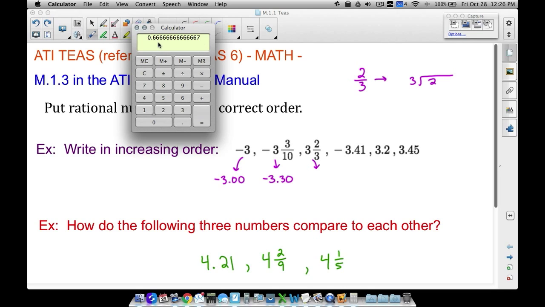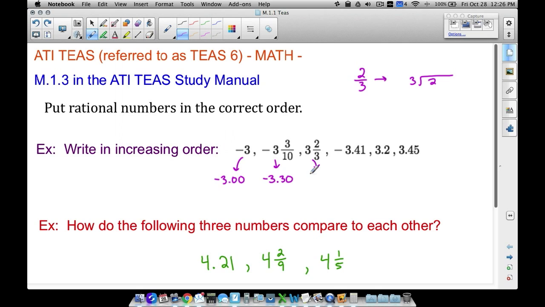So if we just think of this as being money, all we really care about is the first two decimal places. This is roughly $3.67. If we round that 6 up to a 7, we get roughly $3.67. Now, these here are already nice. This is negative $3.41. This is $3.20, not $3.02, and then $3.45. I like to think about money.